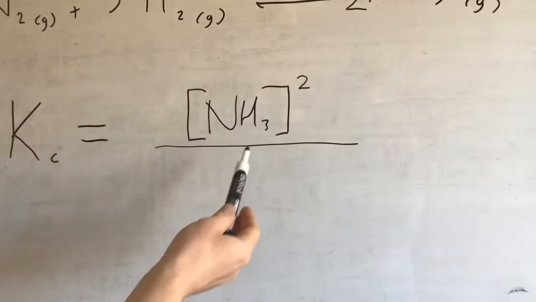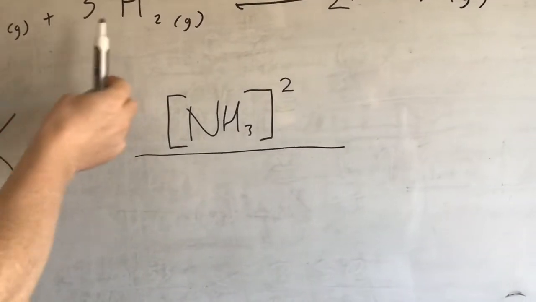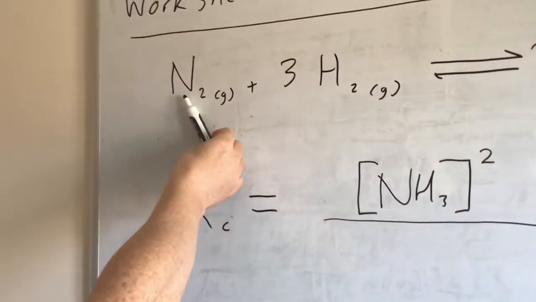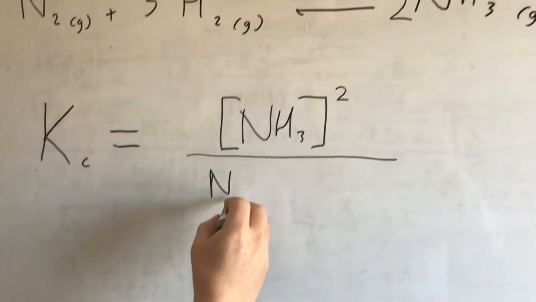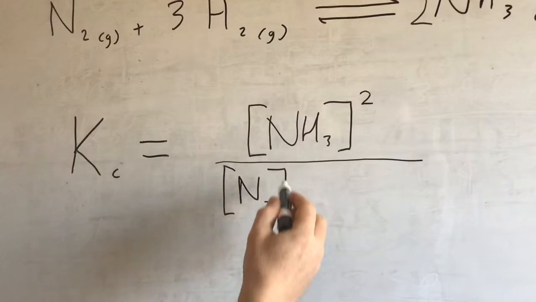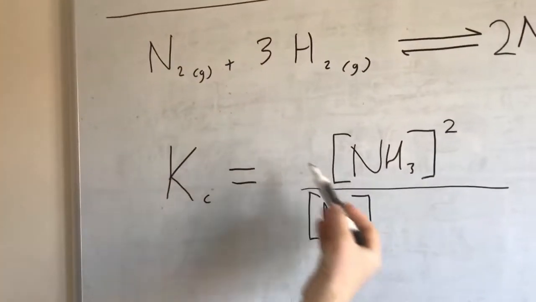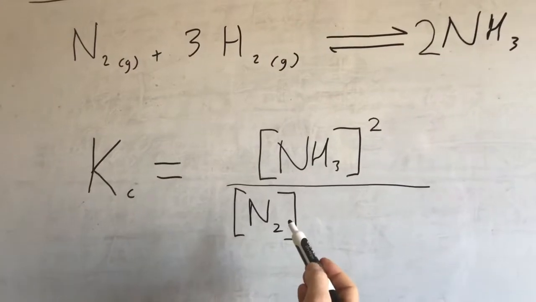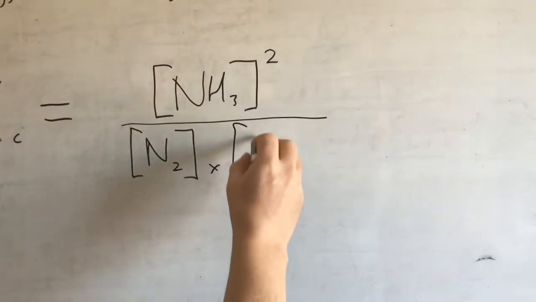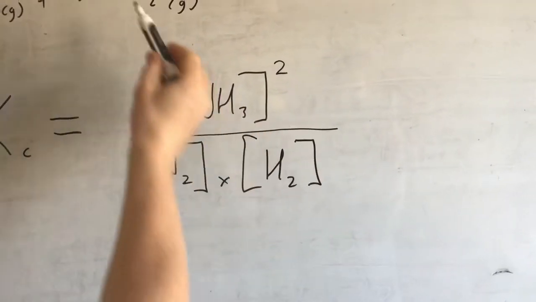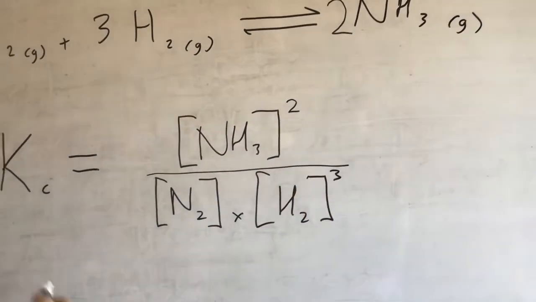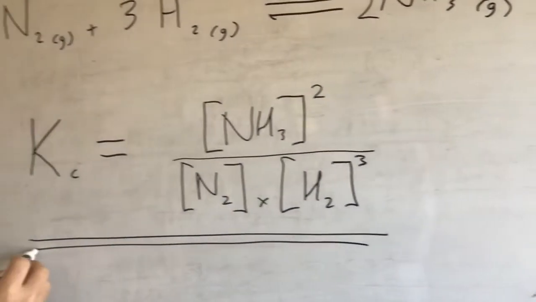Now if you didn't like that, let's see it again with the reactants. These guys go at the bottom. So first off we have nitrogen. The concentration of nitrogen is raised to the power of, well, 1. So we don't usually write in a power of 1. Multiplied by the concentration of hydrogen, and this is raised to the power of 3. So it's cubed. And that is the expression for Kc.